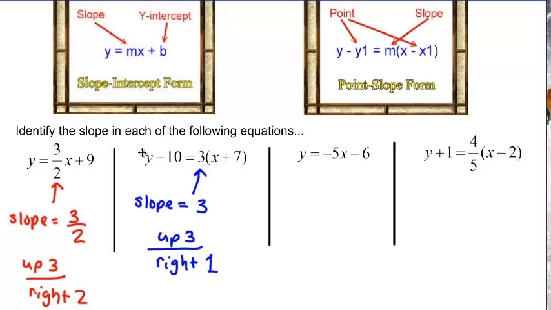If you look at the second equation here, which is in point-slope form, we see that in our m spot, because it's y minus y1 equals m times x minus x1, the number that is in the spot of m is 3, so our slope is 3, which tells us that we move up 3. If it's ever just by itself, it always means we move right 1. So this would be moving up 3 and right 1.